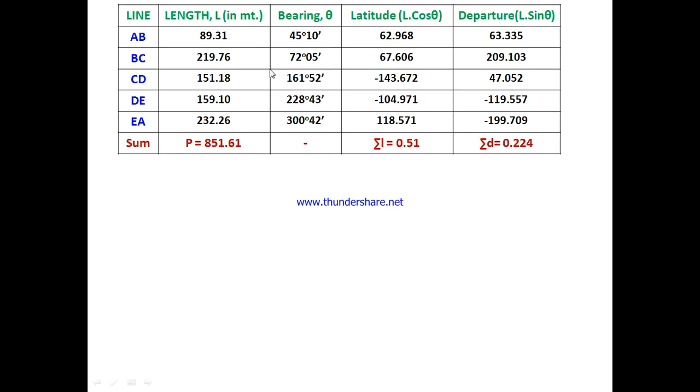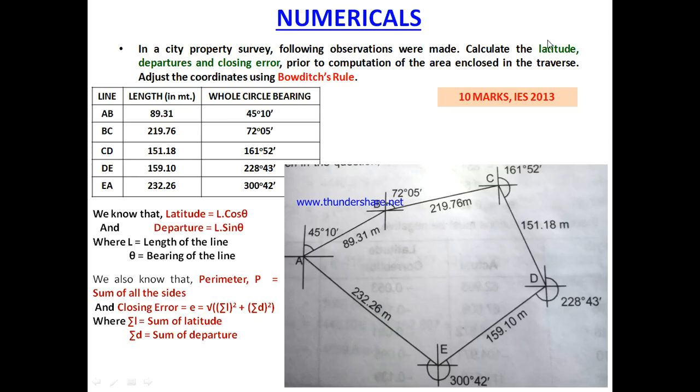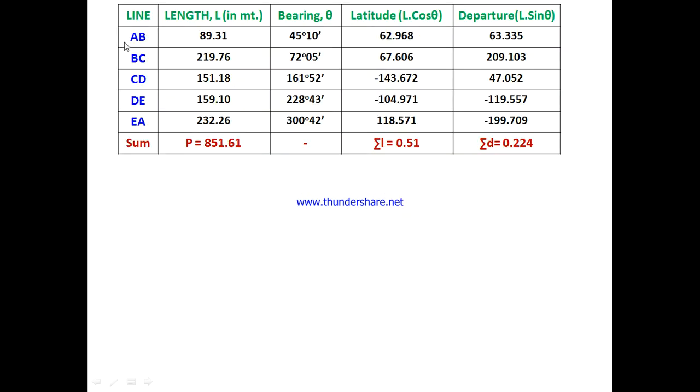Now the next task is to determine the values of latitude and departure. In the question it is mentioned to determine the latitude and departure and then determine the closing error. So these are the lines AB, BC, CD, DE, EA. We just put the question here. We take the sum, which is equal to the perimeter P. We then determine the values of L cos theta and L sin theta.